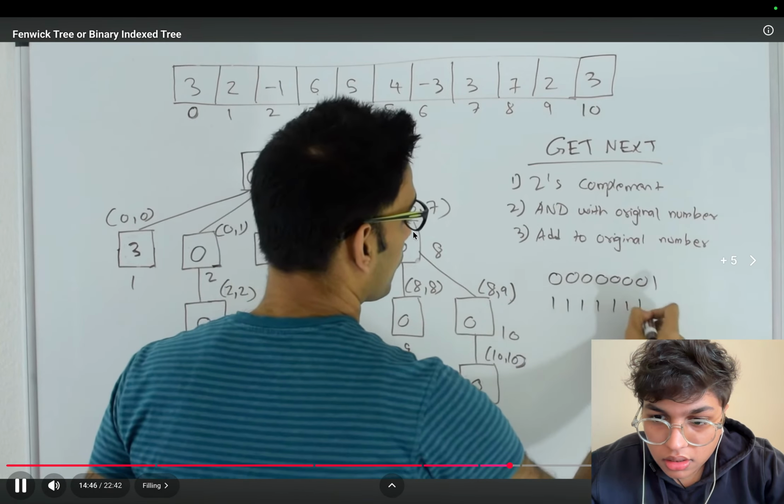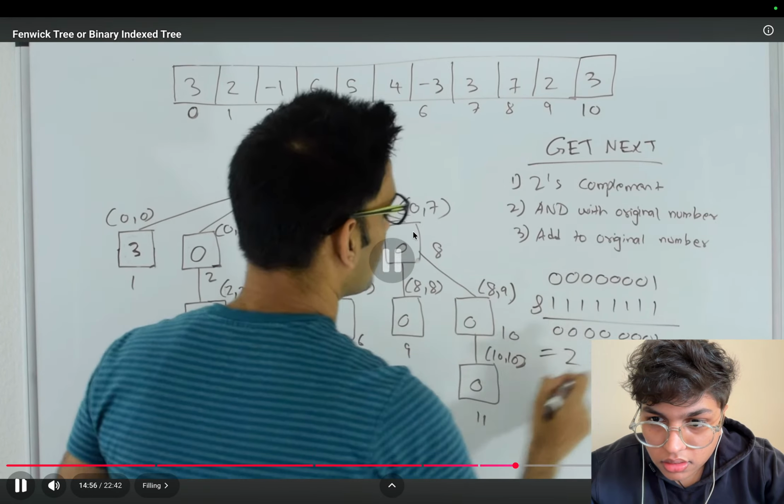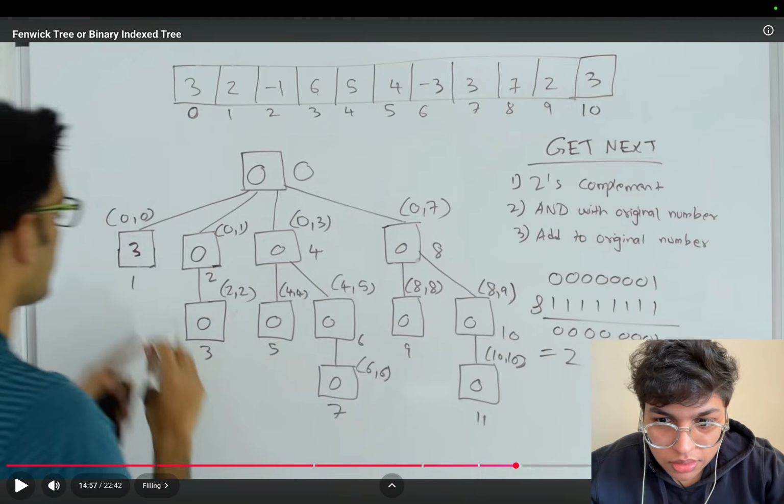0, 1, 1, 1. And if you add this to the original number, that becomes 2. This is the 2's complement AND with the original number. This will be 1 and then add. This is you go to 2.